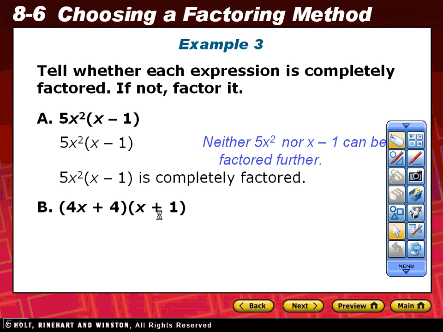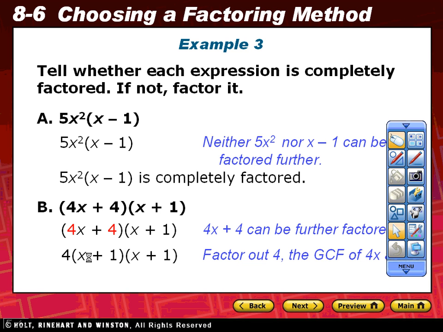Okay, look at the next one. Here I have 4x plus 4 inside the quantity. I can obviously take a 4 out of both of those, so it's not completely factored. Taking away a 4, I'm left with the quantity x plus 1. And notice that the quantity x plus 1 is being multiplied twice. So we could condense that by writing x plus 1 quantity squared. So there's the completely factored answer.